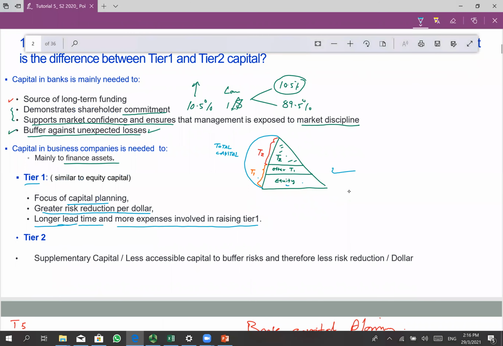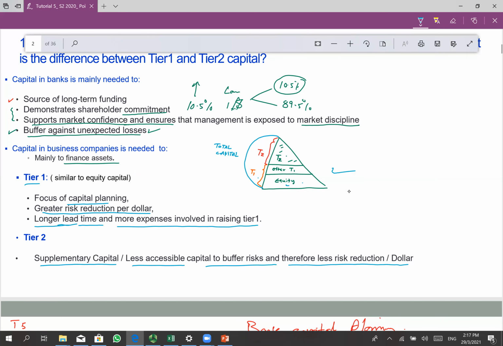Now tier 2 is just supplementary capital. It's less accessible capital to buffer risks and therefore provides less risk reduction. Tier 2, as I told you, is either provisions, which we can use, or revaluation of assets, or non-cumulative and cumulative preference shares, which means, yes, they are equities, they are preference shares, but they are like a debt. We have to pay them every year. And if we don't pay them this year, we pay next year. This is what we talked about with cumulative preference shares.